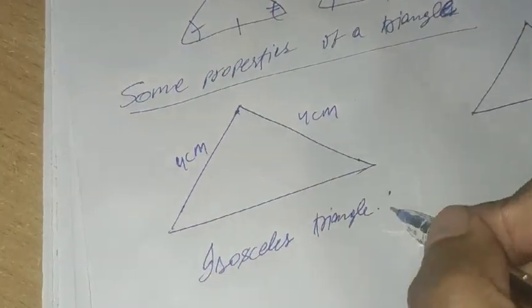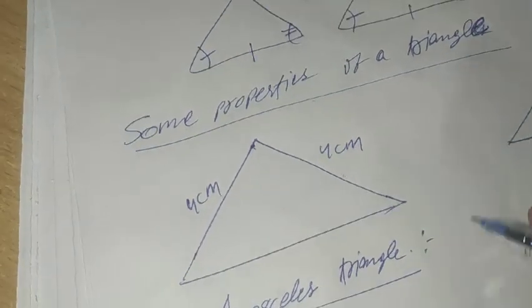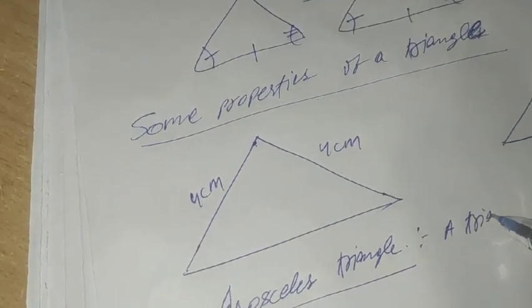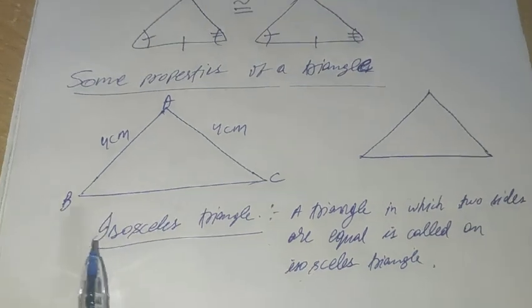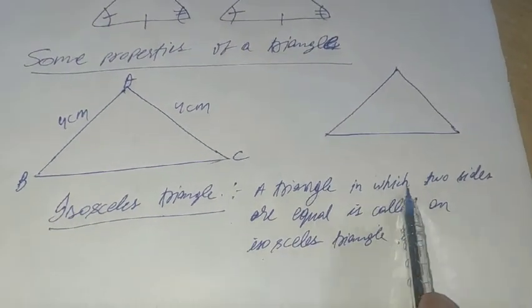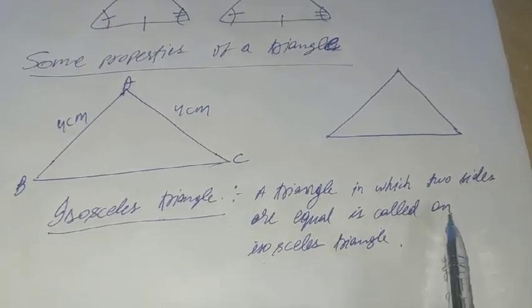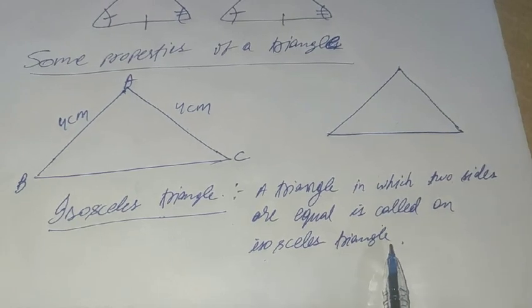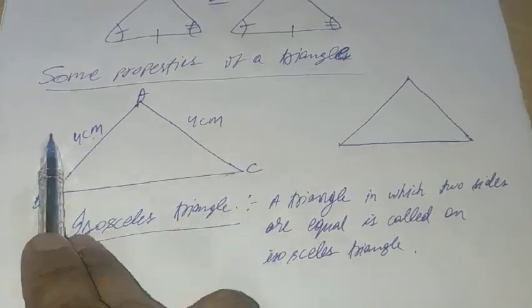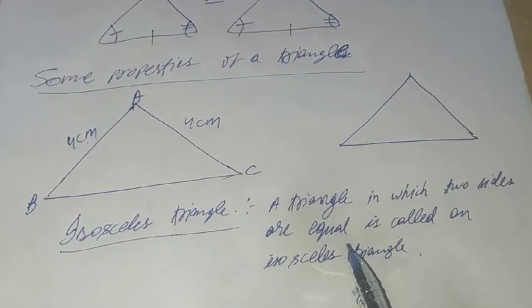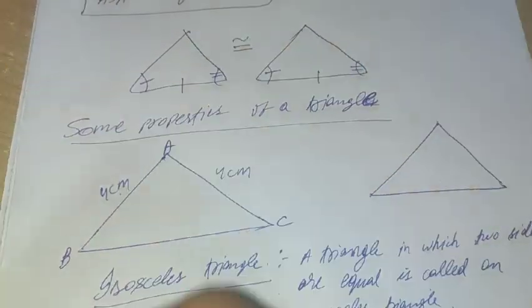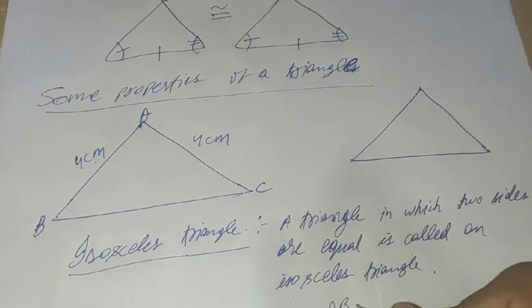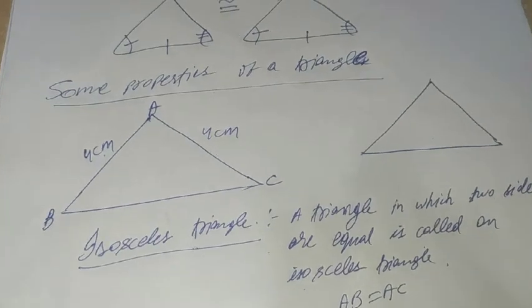So what is an isosceles triangle? Let me write down the definition. A triangle in which two sides are equal is called an isosceles triangle. Okay, students? So this side and this side are equal, so we will call this an isosceles triangle. What are the sides? AB is equal to AC, right?